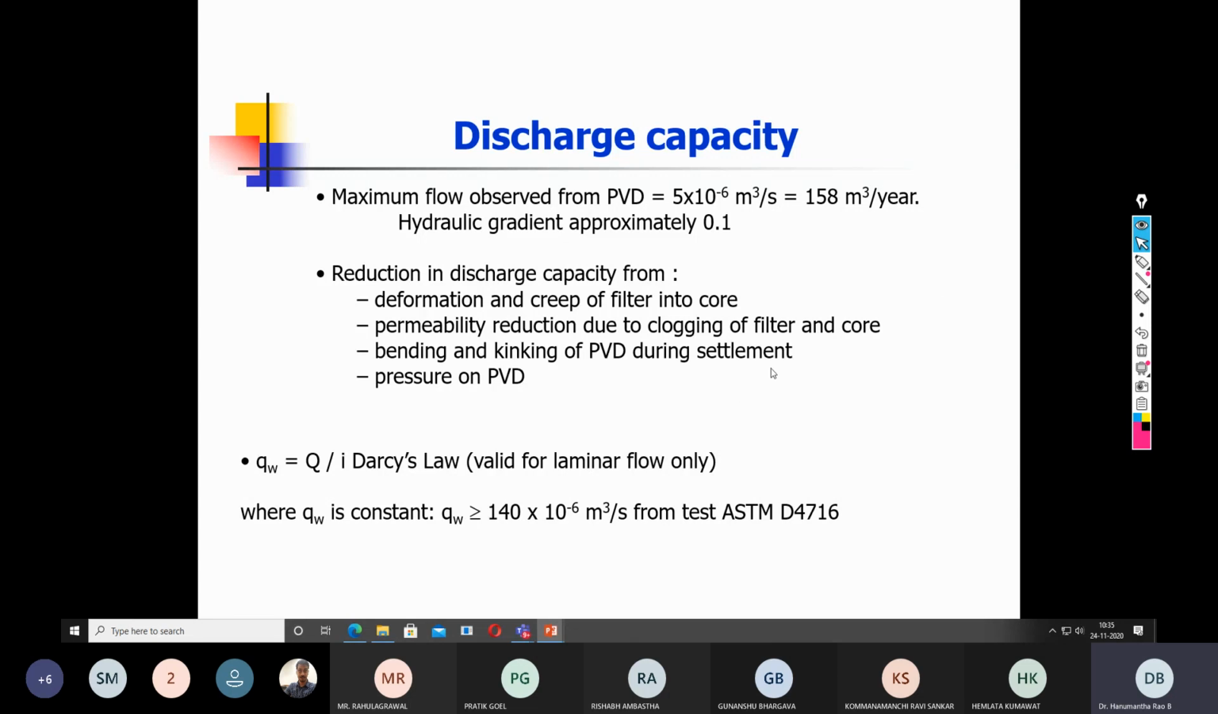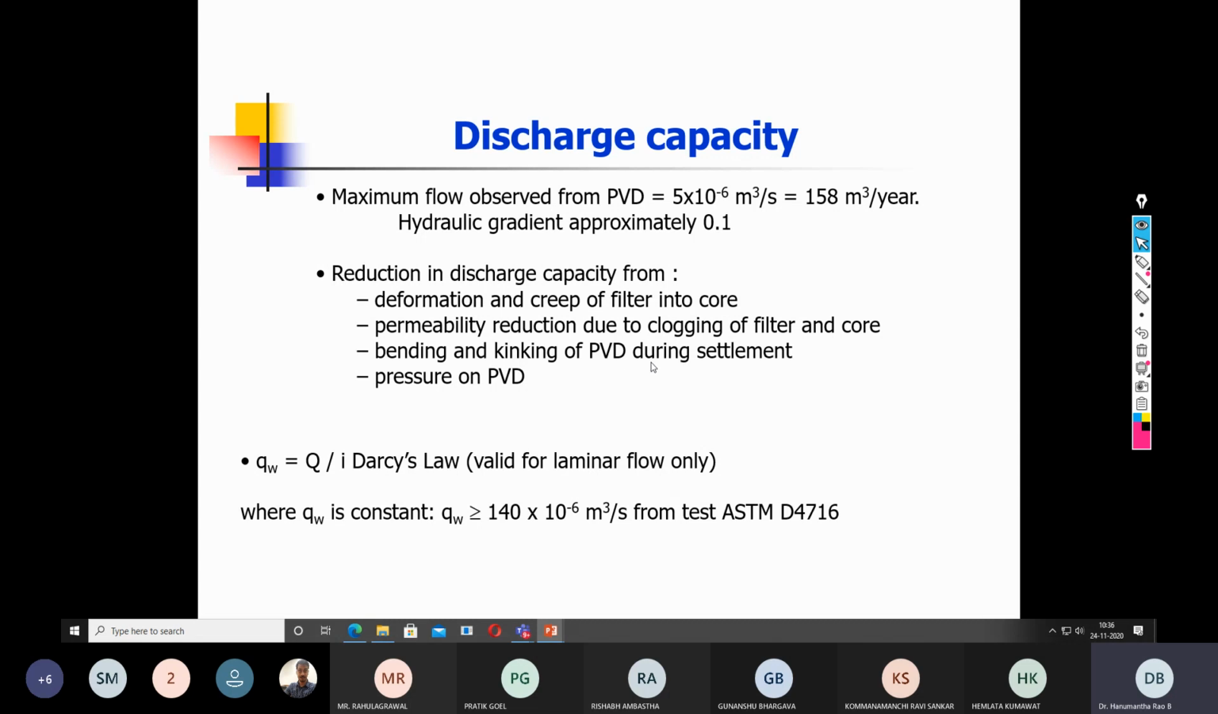Permeability reduction due to clogging of filter and core. It is obvious that the soil particles are different and non-homogeneous, so we cannot say that there was no plugging or clogging of the geotextile. There could be a possibility. It may not happen instantaneously, but with time it is bound to happen. Whatever clogging happens with time may obviously reduce the permeability. It may reduce the performance and overall efficiency of the PVD.